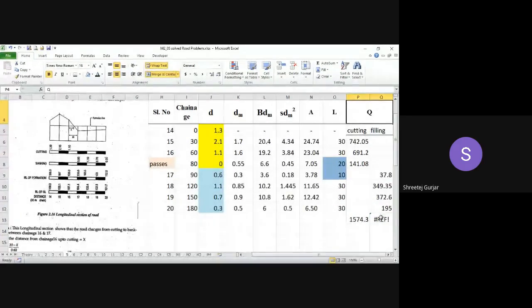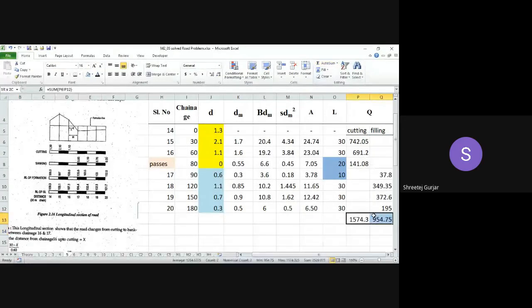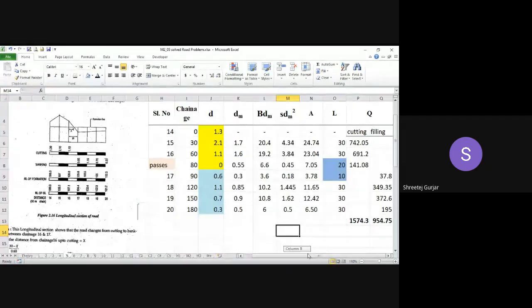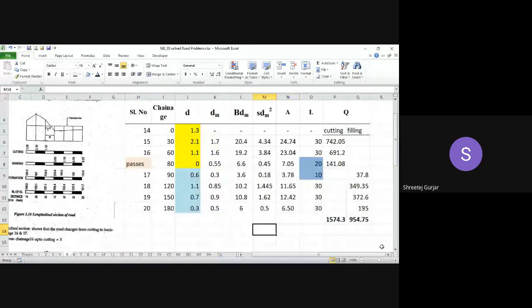So this is nothing but auto sum. Okay. So we have calculated the required cutting and filling quantities. So these are in meter cube. Both of these are in meter cube. So I hope these calculations are clear. Similarly, we have solved the previous problem. This was just a revision kind of thing.